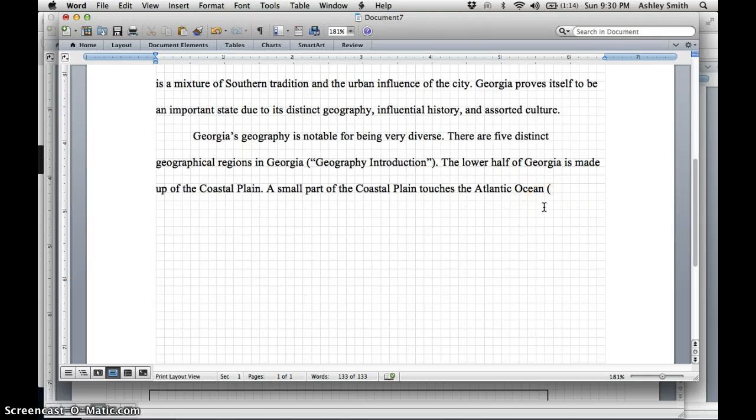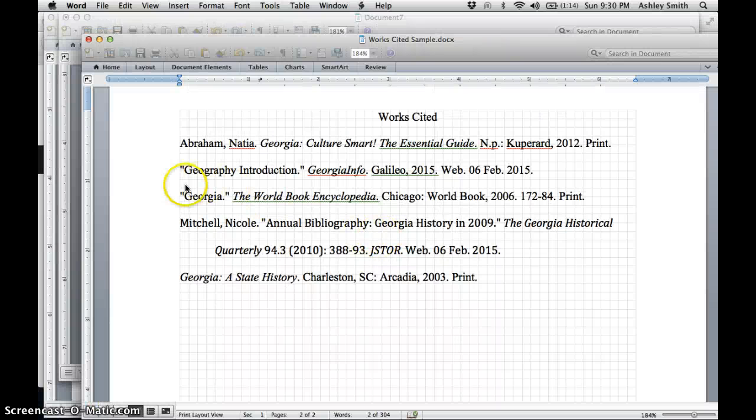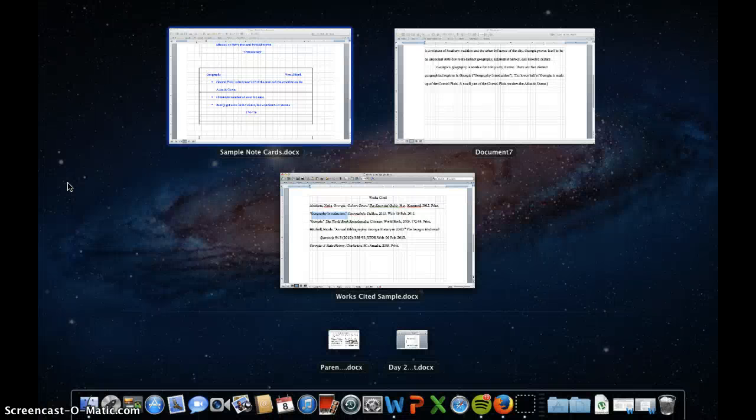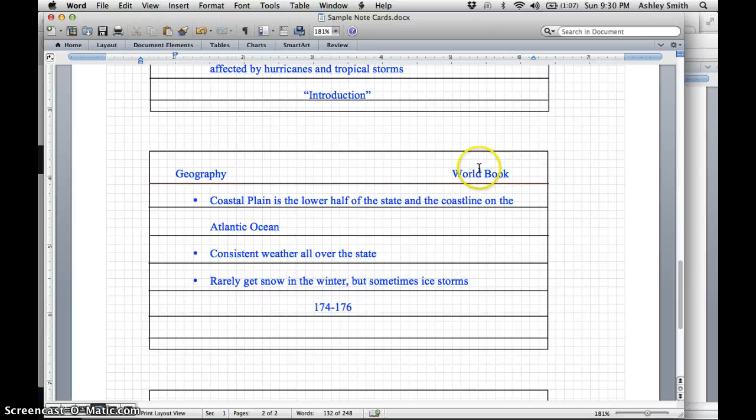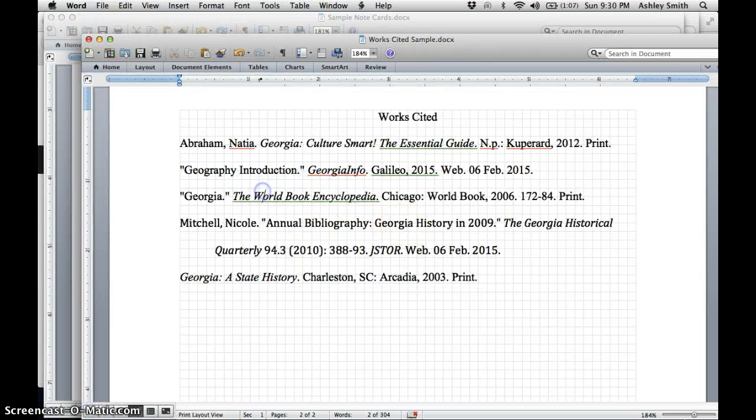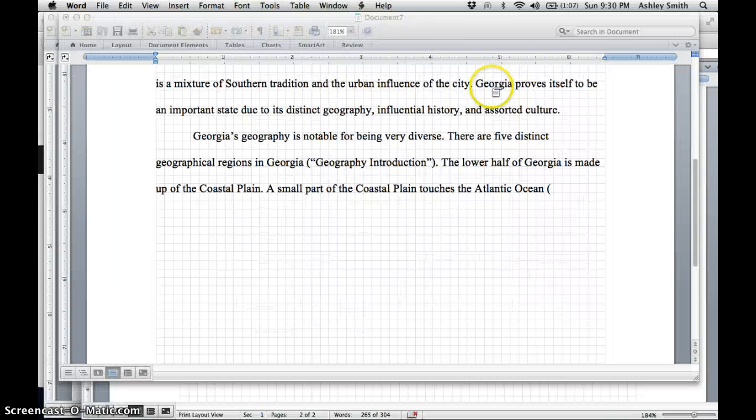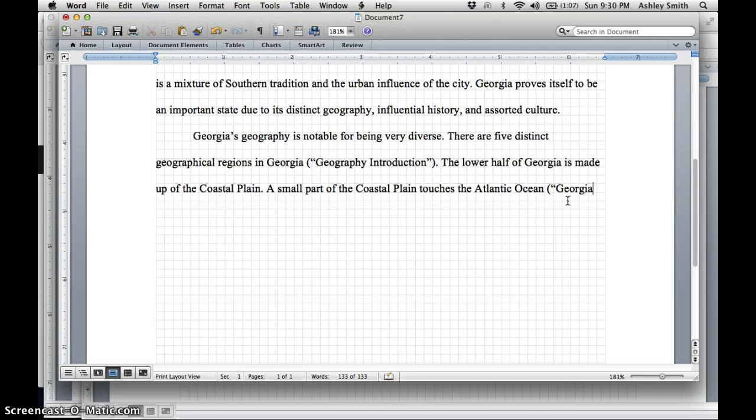Now, how do I cite the World Book source, the encyclopedia source? Let's go to my Works Cited page and look for the World Book, because remember, on this note card, it says World Book up here. I've reminded myself this information came from the encyclopedia. So on my Works Cited page, here's the World Book Encyclopedia. How do I cite that? Remember, you're not going to put World Book Encyclopedia in parentheses. You want to put the first piece of information that's given over here. And what is it? It's the title of the article. For this encyclopedia, we don't have an author, so we're going to put the title of the article. Let's go back to our page. And the title of the article was just Georgia.